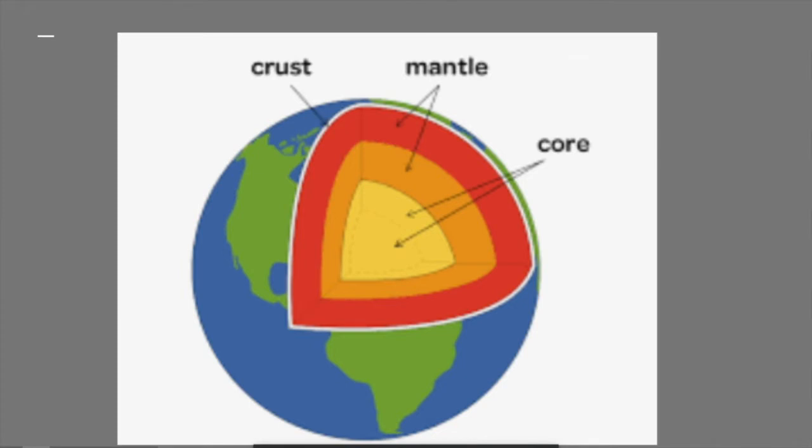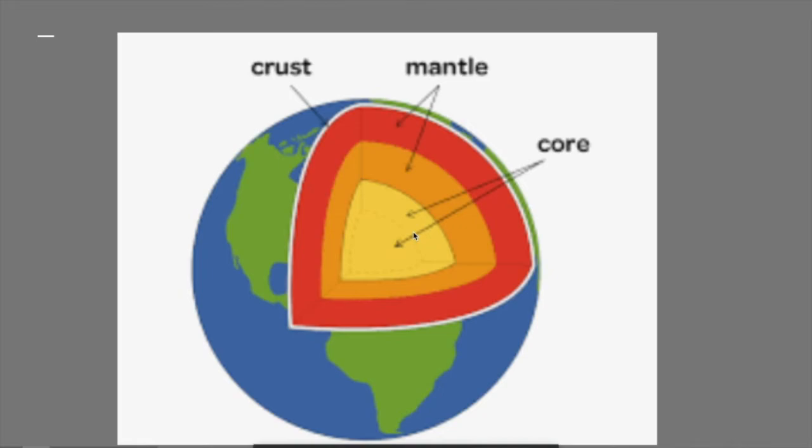This is an example of what the earth looks like on the inside. The outer layer of the earth is called a crust. These two red and orange layers, they are called the mantle. The inner core is called the core.